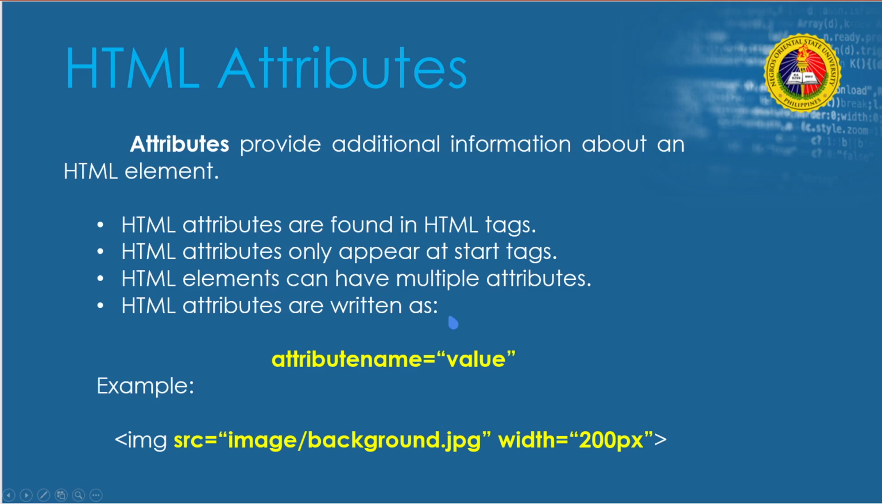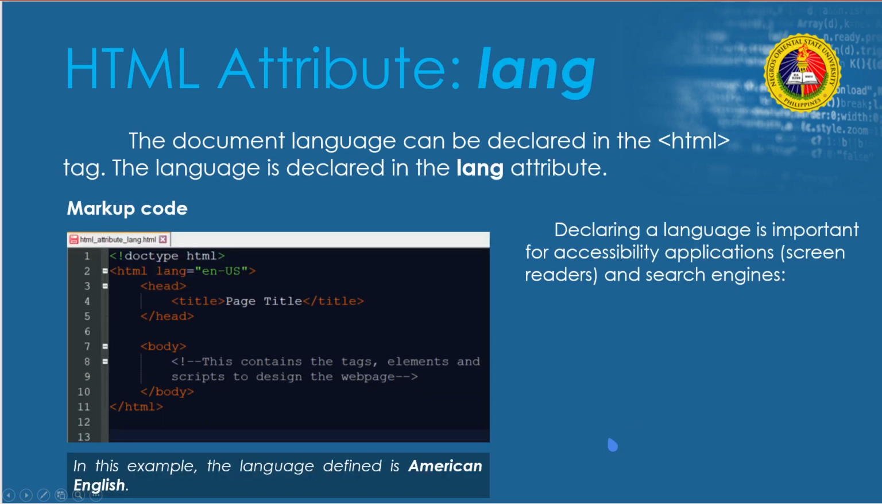And then HTML attributes are written as follows. So attribute name equals, and then the value is enclosed in double quotation marks, just like what we did. Example, src, and then the folder name, the file name. That's the first attribute, and we can add width to control the size of the photo. So the width is also another attribute, and to write the value, we write equals and then double quotes and then the actual value. Make sure to include the unit. In this case, it's px or pixels.